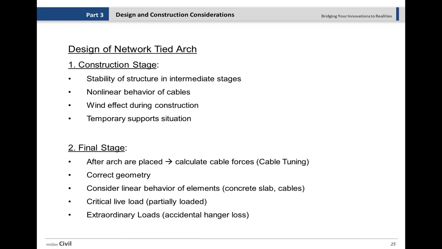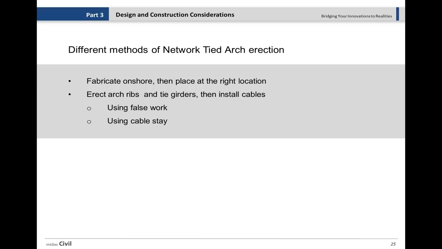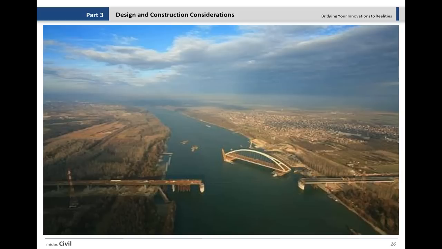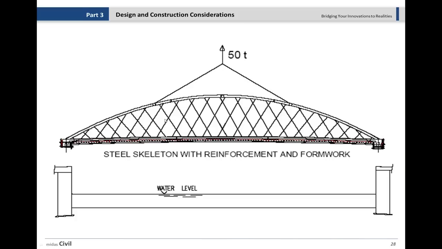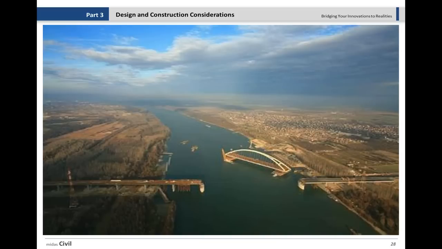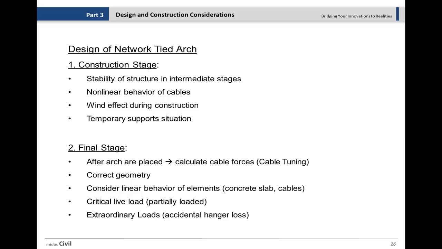Also in the final stage, one important thing is we have to consider the extraordinary loads. By extraordinary loads, I mean something like accidental hanger loss. Entirely, let me show you this. Entirely, this structure is highly based on these hangers. So if you are losing the hangers, there is no stiffness in the structure, and the structure will collapse instantly. So it is very important to check what happens if one or two hangers are lost, or something happens and they are gone. And then we have to see how the structure behaves and what the maximum displacement and distribution will be, and then the safety of the structure itself.